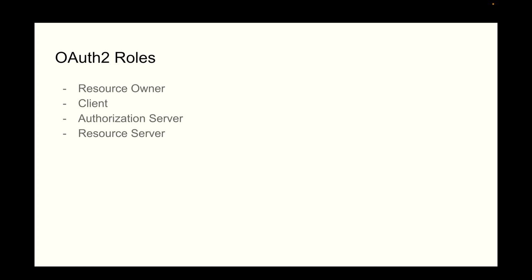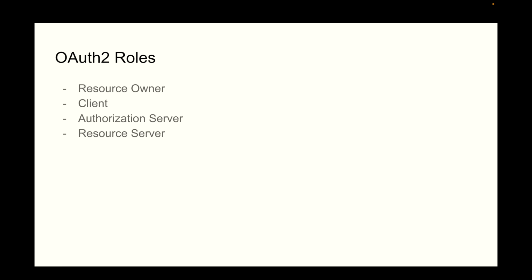Now there are four main roles in OAuth2 architecture. First is the resource owner, who is the owner of the data which we want to access. In most cases it is a user, but sometimes it is a machine as well. Second is the client. The client is the one who wants to access the data.